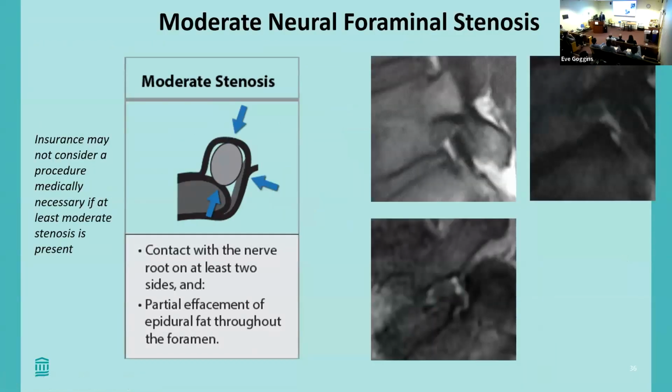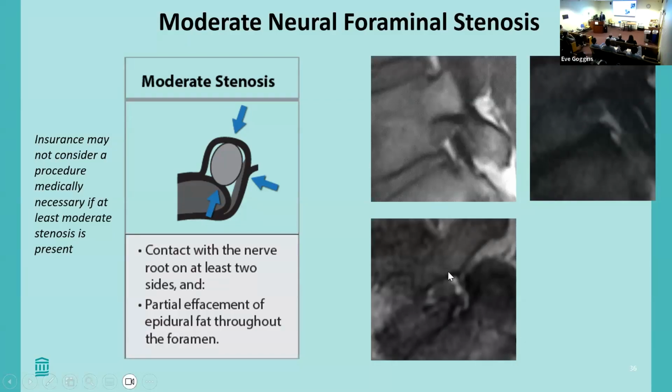When we go to moderate, there's again at least 2 sides of contact, and the fat is partially effaced. So in mild, there's 2 sites of contact, but the fat is preserved. Moderate, 2 or more sites of contact, but the fat is effaced. So in this one, there's 3 sites, anterior, superior, posterior, but there's still some fat inferiorly and it's substantially effaced.